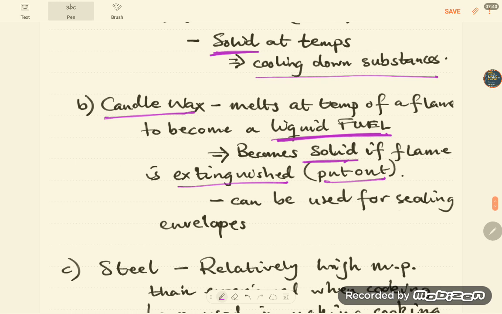And it can also be used for sealing envelopes, which is what we used to do back in the day. You know, it would really be very majestic. You would just have a few drops of your candle wax onto the back of your envelope, and it seals when it hardens and cools off.